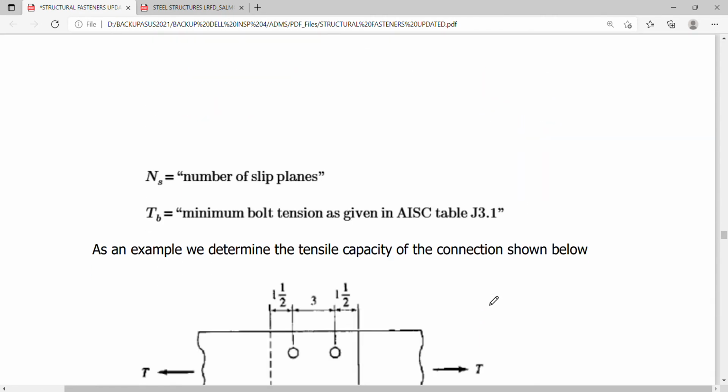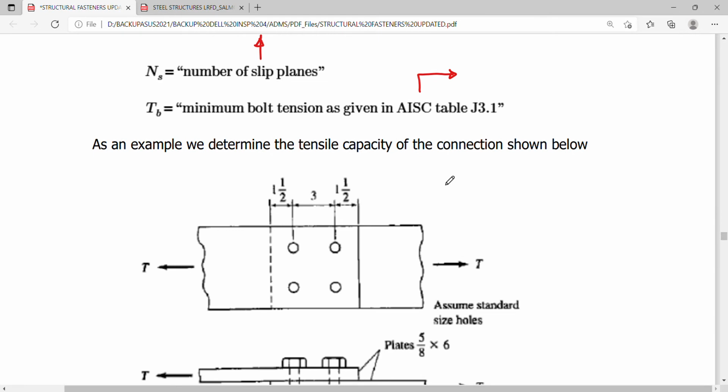For Ns, this is the number of slip planes, or simply the number of shear planes. If we want to make use of the equivalent shear force, we're referring here to the number of shear planes into which the bolts will be failing in shear. For the minimum bolt tension, Tb, this is again given in my lecture, but if you want to go to the AISC table, this is Table J3.1.